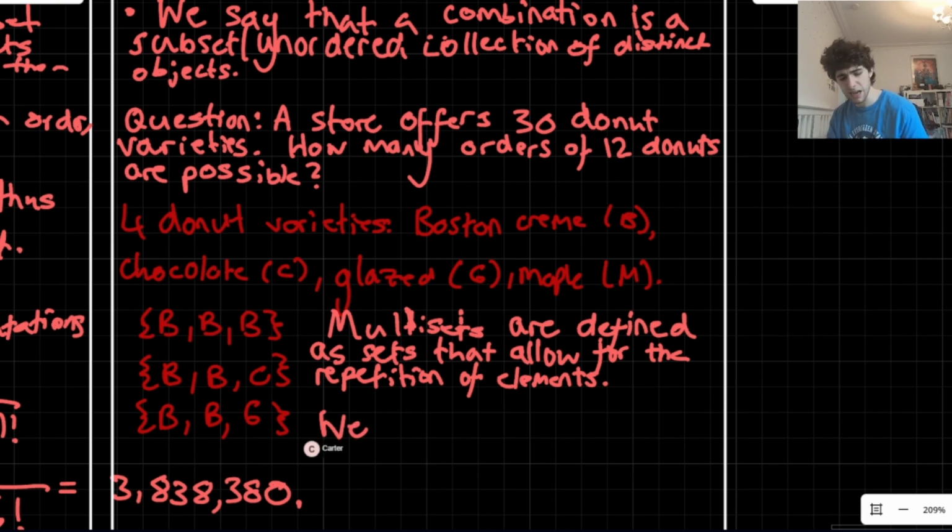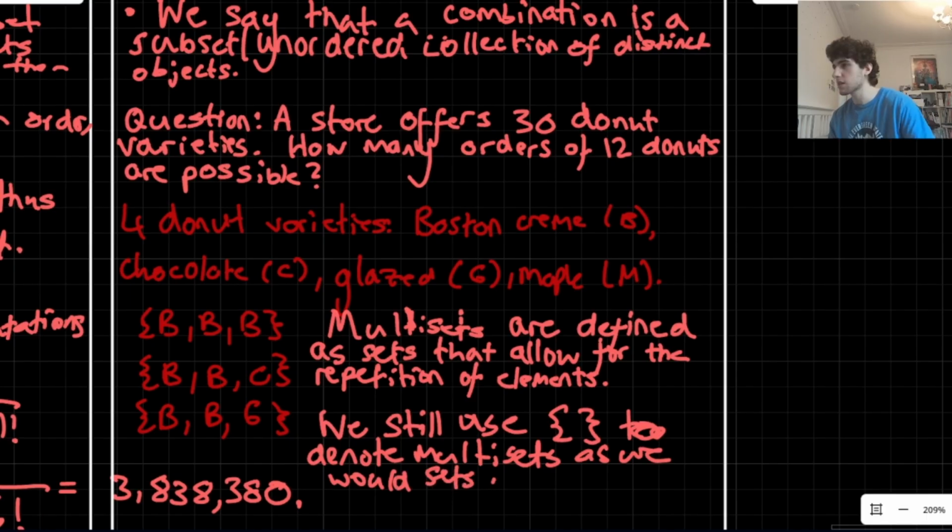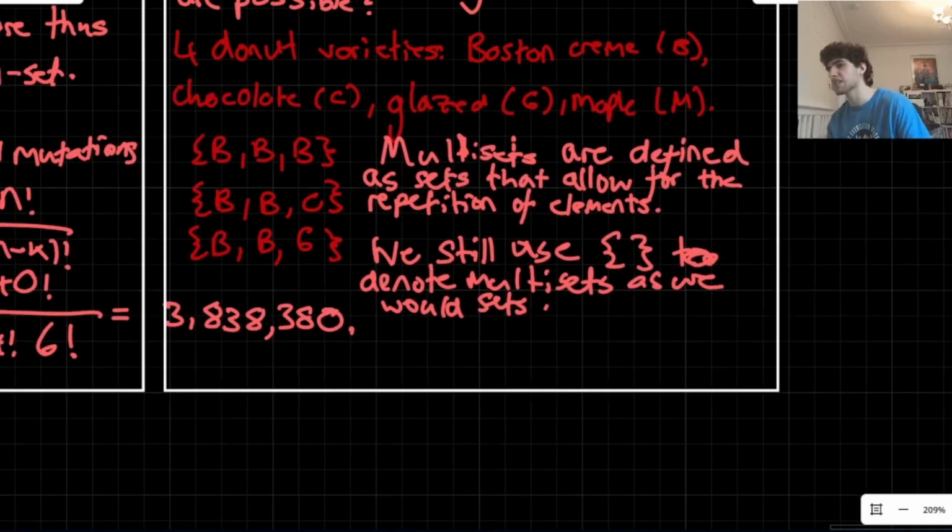And we still use, perhaps confusingly, the set braces to represent multi-sets, to denote multi-sets as we would sets. The only way to distinguish between them is via context. At least in the way we've defined them here, you could have some different way to define multi-sets if you wanted to. You didn't need to use the same notation as sets, but we do in general. So it's just notation, and it's a bit annoying, but context should make it clear whether you're looking at a set or a multi-set.